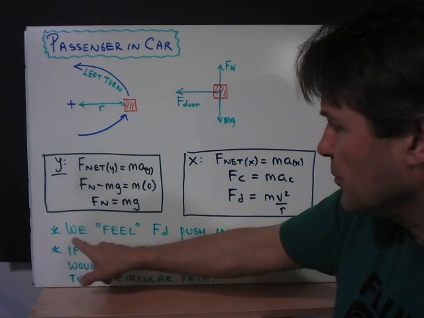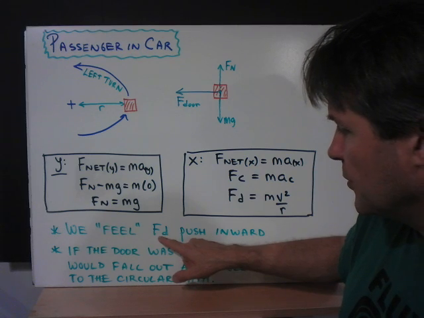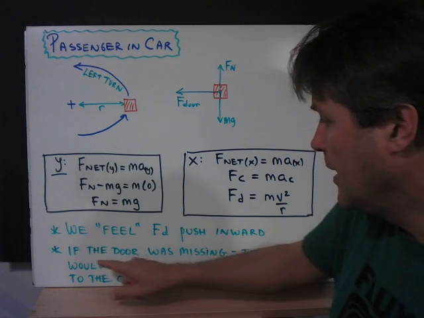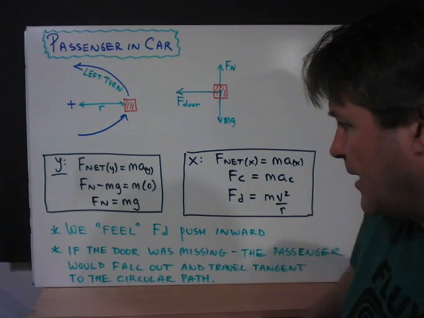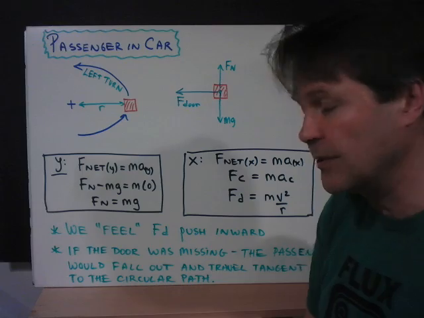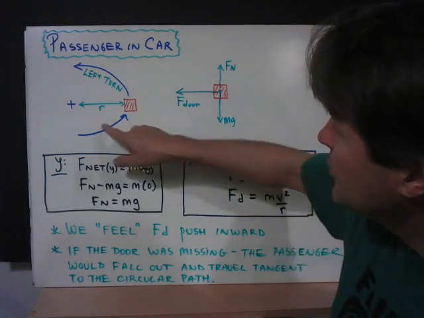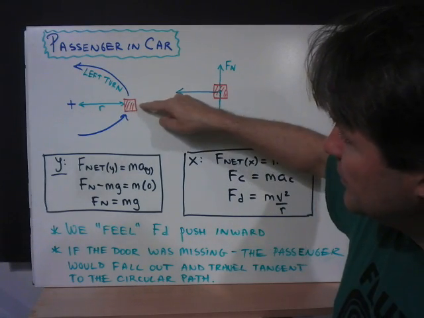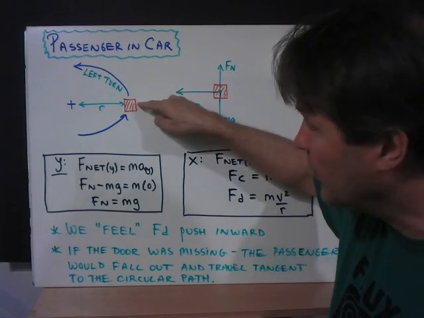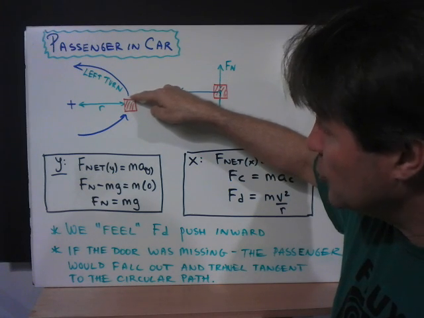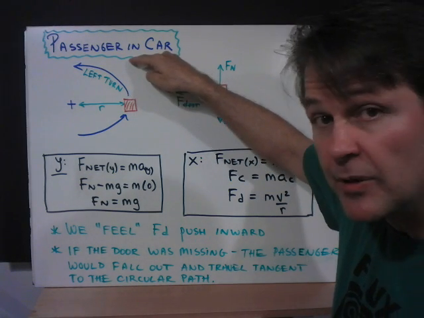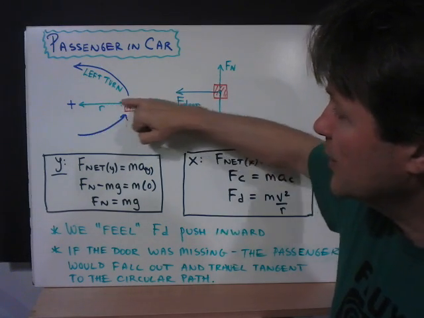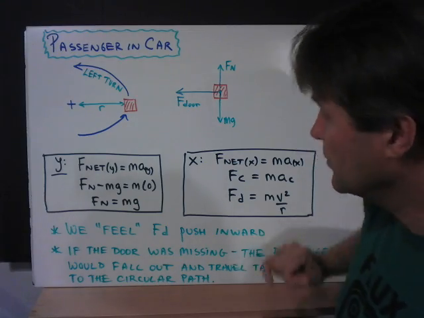So what do we feel? We feel Fd, the force of the door, pushing you inward. That's the centripetal force. And if the door was missing, the passenger would just fall out and travel tangent to the circular path. So instead of continuing to move left, if the door, let's say, flew off the car right at this point, then you as a passenger would just keep moving in a straight line, perpendicular to that centripetal force.